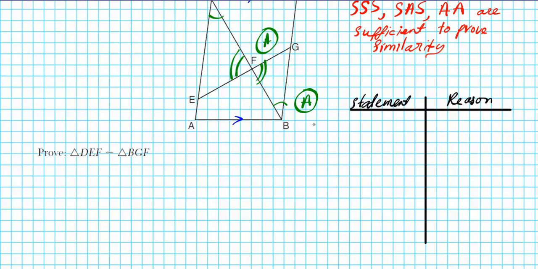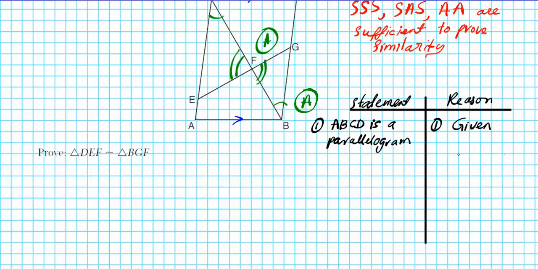Okay, so let's start with what we're given. ABCD is a parallelogram. How do we know that? Well, it's given.